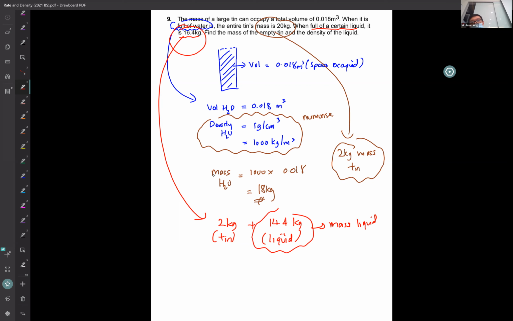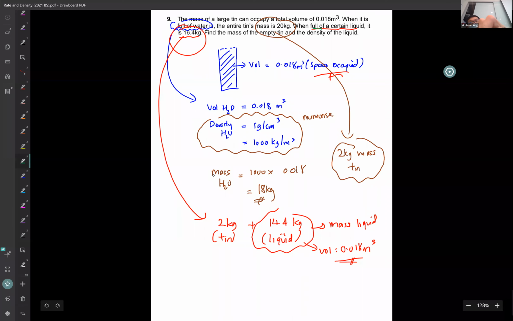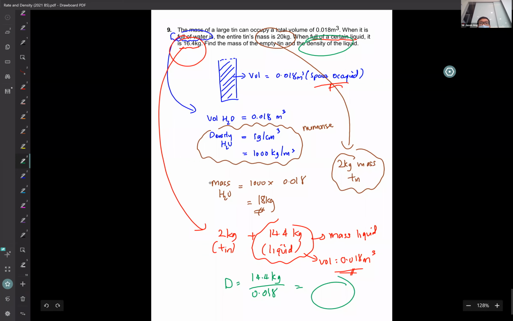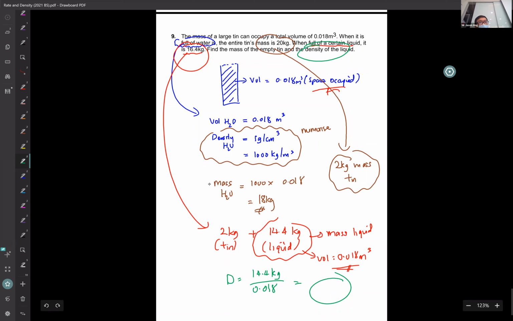And you know what the volume is supposed to be? Since it's filled, the volume will still be the space of the entire tin. The volume remains this because that is the space occupied. So to find the density of the liquid, the last part they ask for, you take the mass divided by the volume, then you get the answer here. Is this clear now? So what is the reason why many of you couldn't do this at first? It's because this question expects you to know and memorize the density of water.